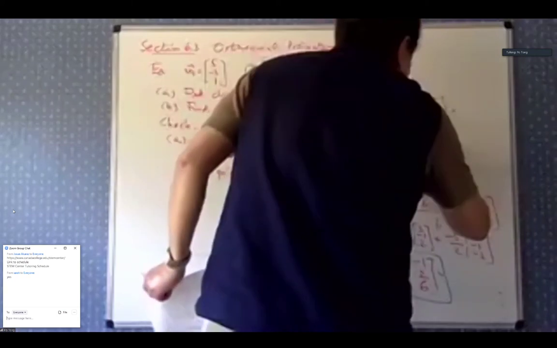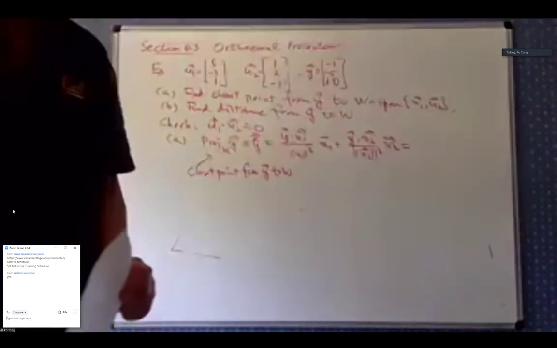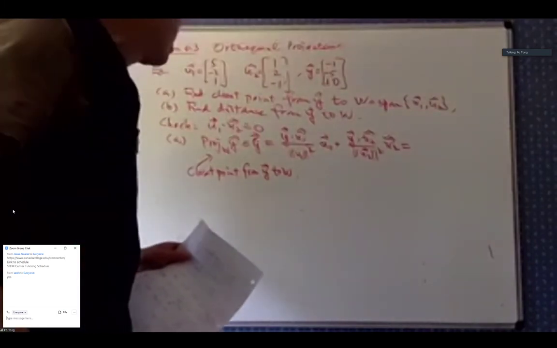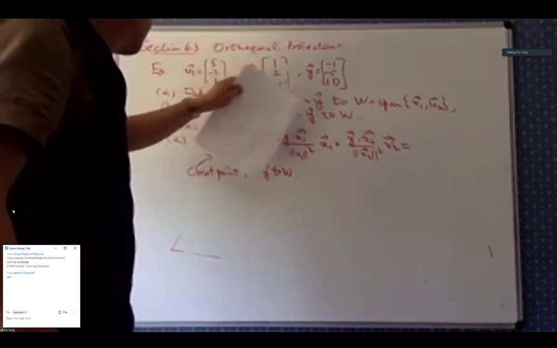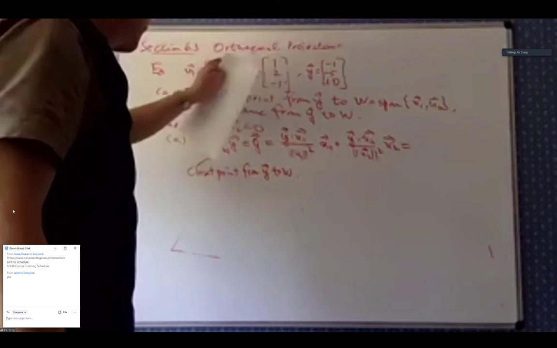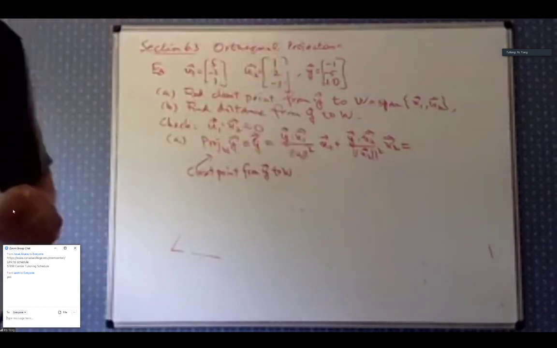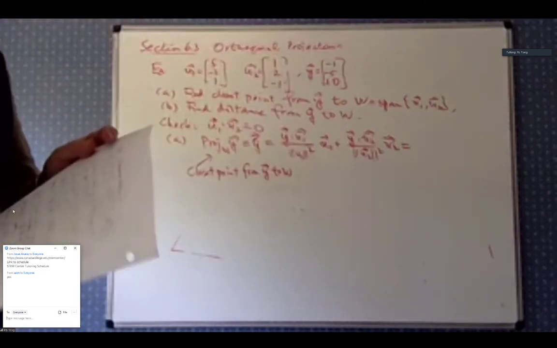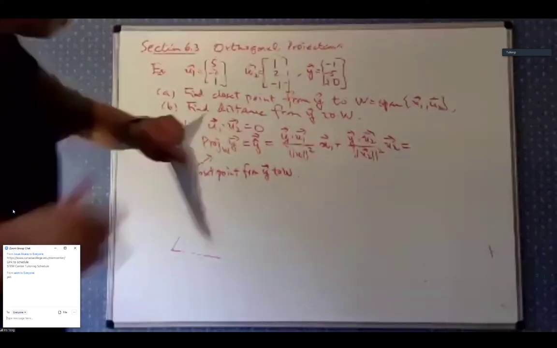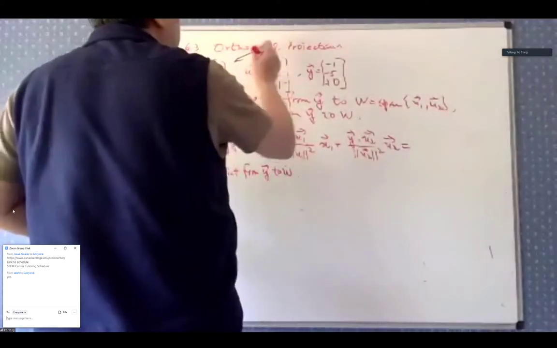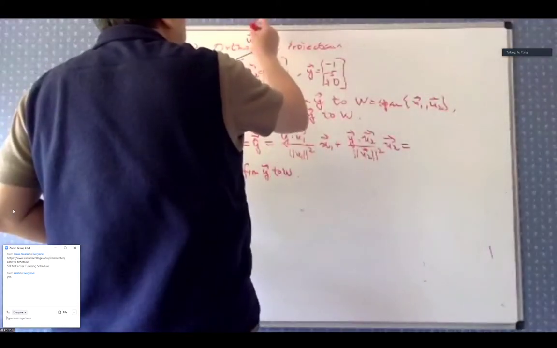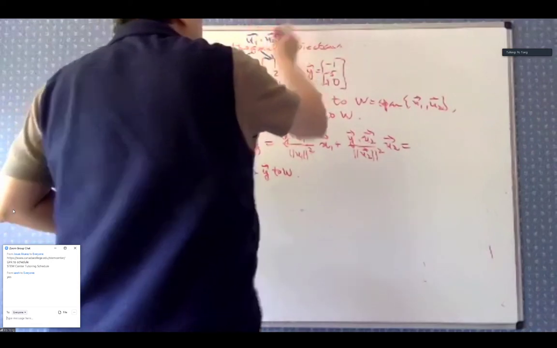So everything remains the same. Okay, can we check whether u1 dot u2 is 0? Hopefully it is. u1 dot u2, is it 0? 5 minus 4 minus 1. So here, u1 dot u2 is equal to 0.